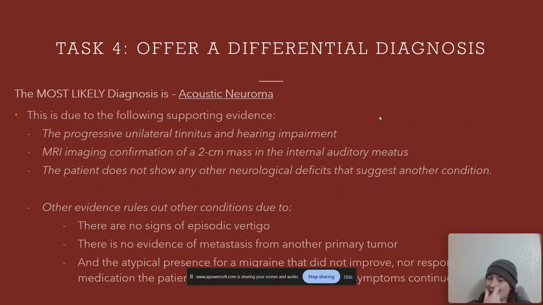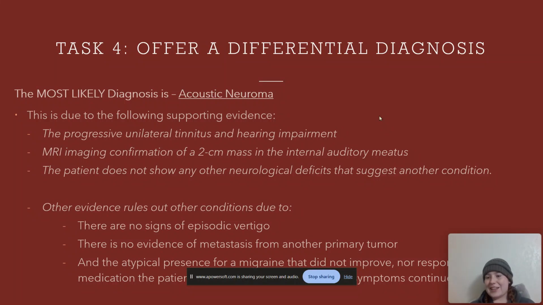So then the next test that we were to do is to look at the possible diagnoses that were a part of this case and what they could be. And the most likely diagnosis in this case for this 54-year-old male would be an acoustic neuroma. This is due to the progressive unilateral tinnitus and the hearing impairment that he experienced, where his daughter and his wife had expressed that they could not get him to hear them even when they were just sitting in the car right next to him.